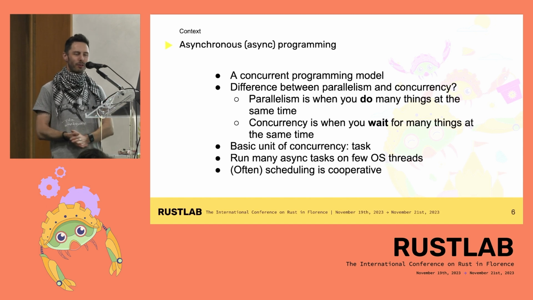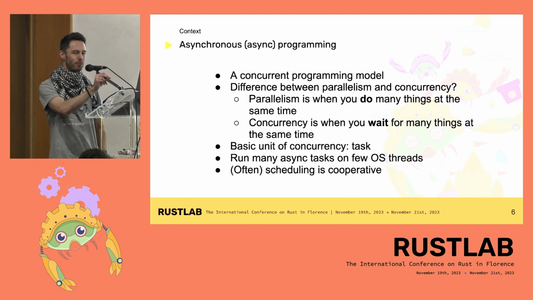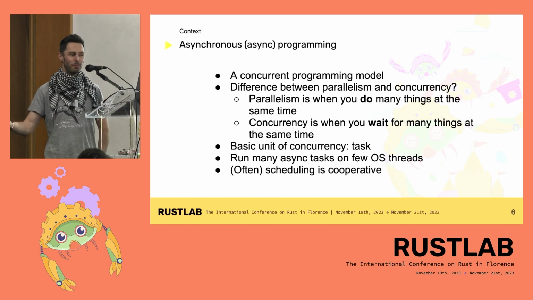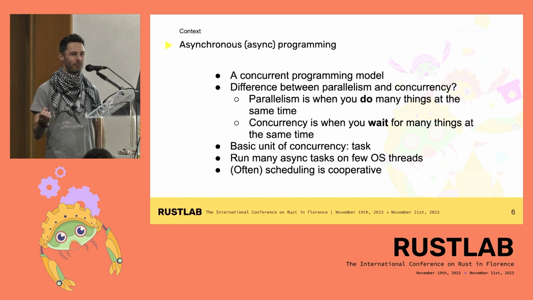Async or asynchronous programming, I will be calling it async programming for the rest of the talk, is a concurrent programming model. So for those of you who are not, let's say, using so much async, what's the difference between parallelism, traditional thread-based or multi-core programming, let's call it. So parallelism is when you're doing many things at the same time. Concurrency is when you wait for many things at the same time. I heard James Munns say that most recently, although he said that it was said by somebody else before him, so who knows who said it first.